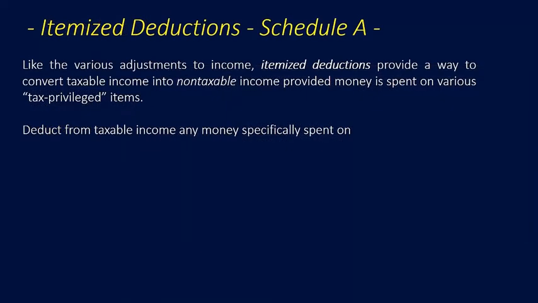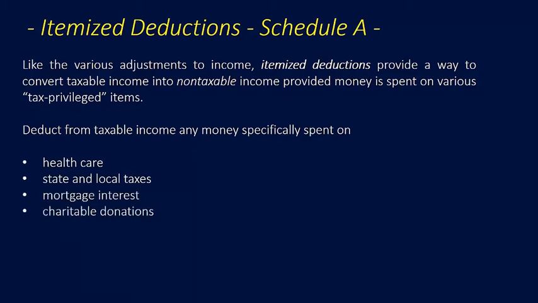Now, like the various adjustments to income that we spoke about in the previous module, itemized deductions provide a way to convert taxable income into non-taxable income, provided money is spent on various tax-privileged items. You can deduct from taxable income any money that's specifically spent on health care, state and local taxes, mortgage interest, charitable donations, and tax preparation fees.